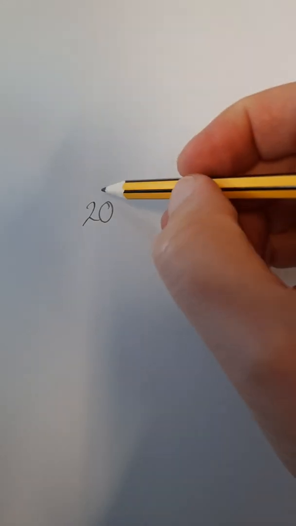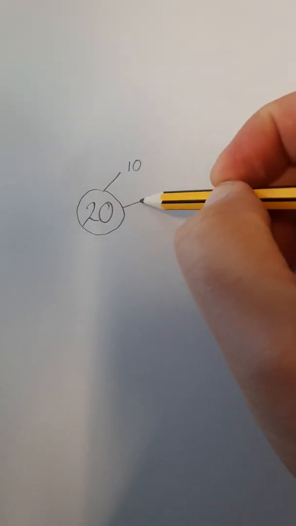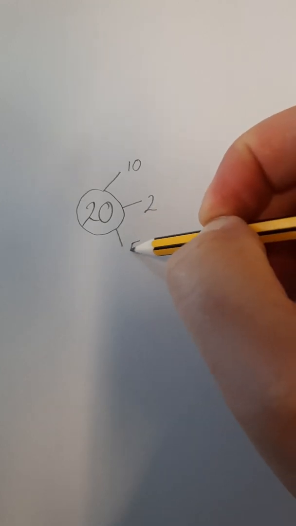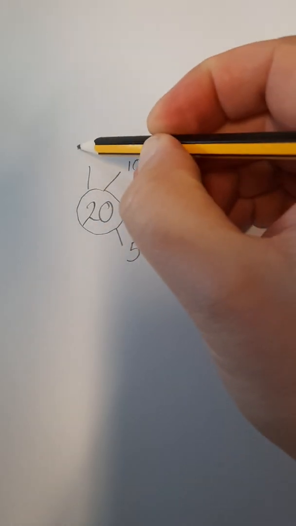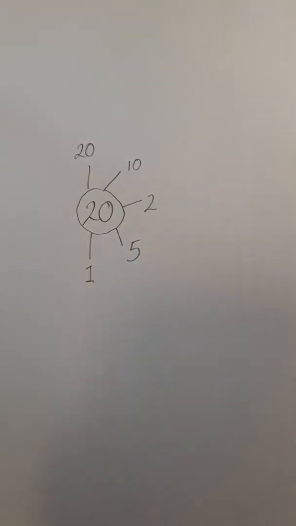So here we have 20, and let's have a look at our factors of 20. We have 10, 2, 5, and of course you have 20 and you have 1, because you always have the number itself as well as the number 1 as a factor.